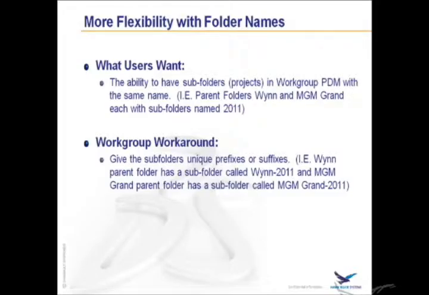So what you have to do as a workaround is somehow distinguish those subfolders. The example I give is you have a parent folder called Win, and the subfolder is Win 2011. And then you have a parent folder called MGM Grand and a subfolder called MGM Grand 2011. It's certainly not the end of the world to have to do it that way, but it is definitely annoying, and it's some flexibility that Workgroup users would like to have.